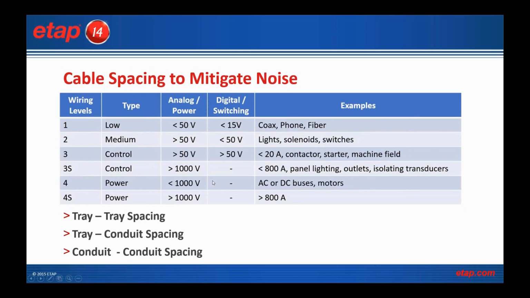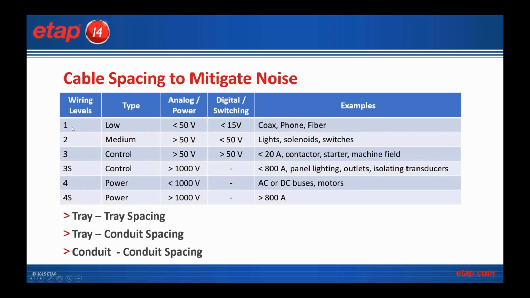So there is an IEEE standard 518, very similar to IEEE 519 for harmonic standard. There's a 518 which essentially provides us cable spacing that we need to maintain in order to mitigate mutual interference between power circuits and control circuits or signaling circuits. So here's a quick snapshot of that standard. Not exactly every single detail is here, but it's a quick summary for us to understand.